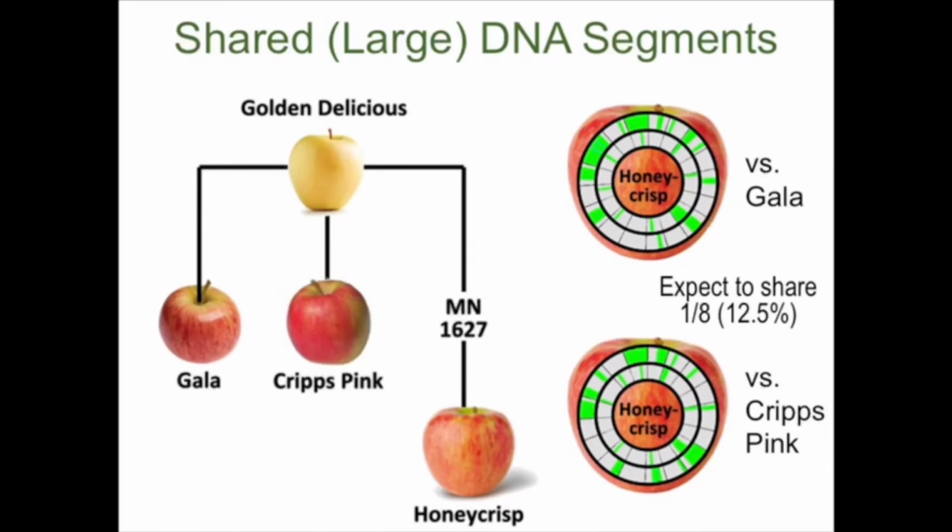So if we look at these large shared DNA segments that we have among cultivars, let's look at Honeycrisp versus its half aunts, Cripps Pink and Gala, through that grandparent of a grandparent of Honeycrisp, Golden Delicious. We'd expect that in this half aunt, half niece situation, 12.5% or 1/8 of the DNA would be shared. So this is what that looks like. The outer ring there is what Honeycrisp has inherited through that parent, MN1627, which it then shares with each of these cultivars, Gala and Cripps Pink. But you can also see there's a little bit shared on the inside too.